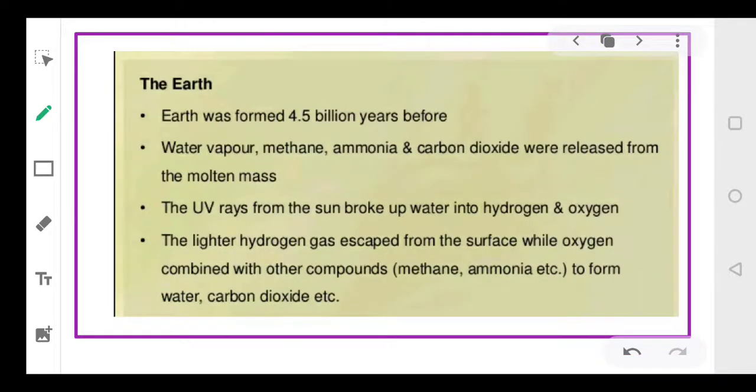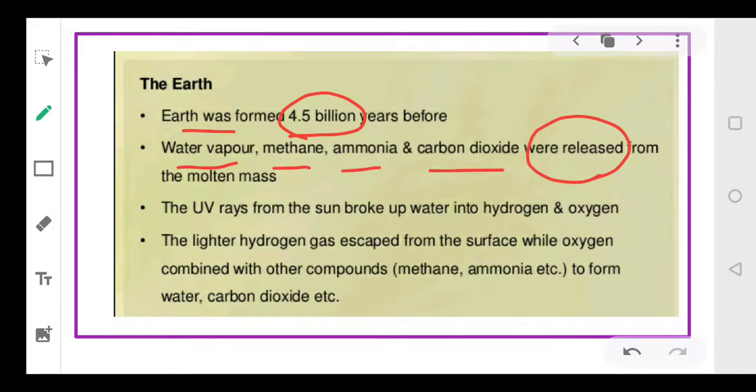Now coming to the Earth, it is believed that Earth was also formed around 4.5 billion years ago. And when it was formed, it had water vapor, methane, ammonia, carbon dioxide. These were released from the molten mass.